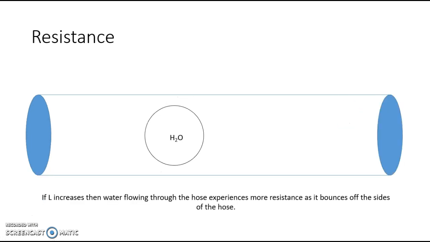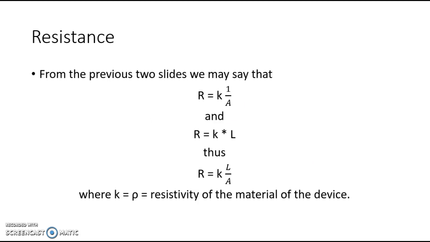Now, let's consider if we were to lengthen the device. What will happen is, because we lengthen the device, the water molecules will experience more resistance as they bounce off the edges of the hose. Because they experience more resistance as they bounce off the hose, what we can say then is that the relationship between the resistance and the length is linear.